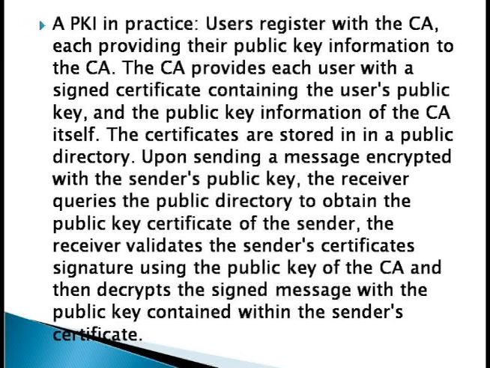Upon sending a message encrypted with the sender's public key, the receiver queries the public directory to obtain the public key certificate of the sender. The receiver validates the sender's certificate's signature using the public key of the certificate authority and then decrypts the signed message with the public key contained within the sender's certificate. This method is beneficial in that despite a data medium that may be insecure, the digital signature assures the integrity and authenticity of the information.